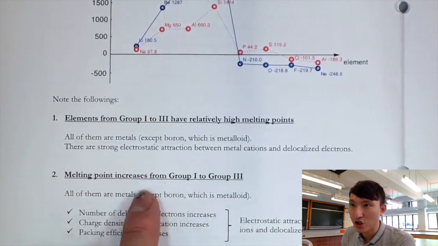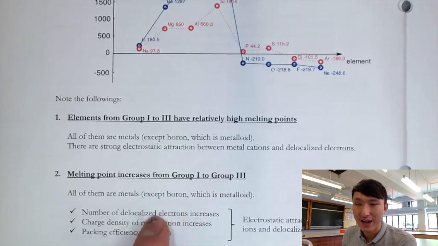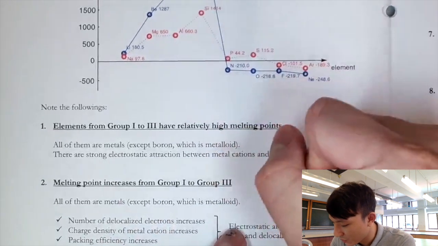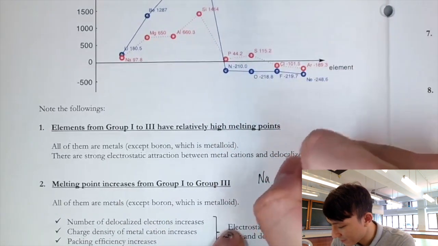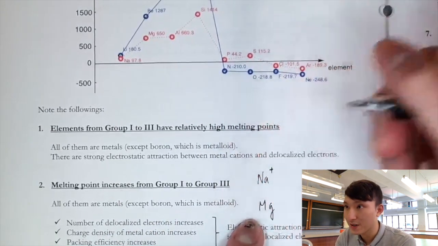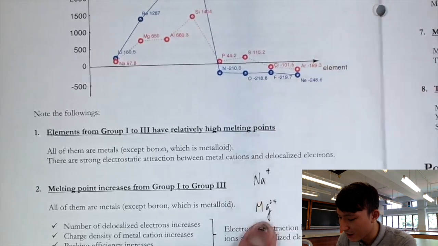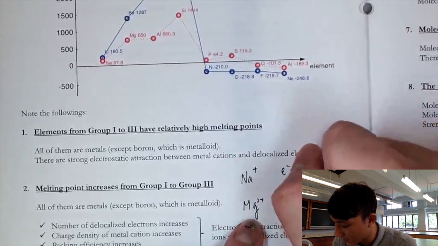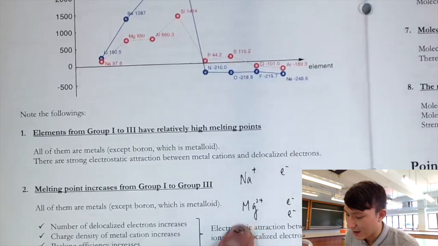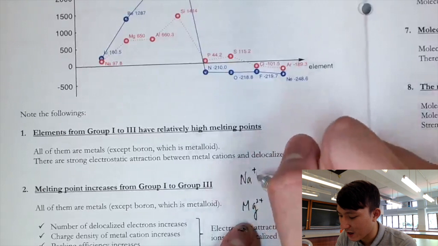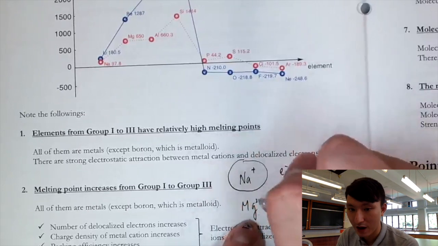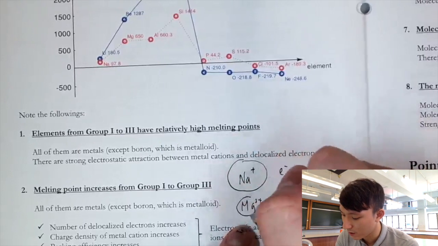The second one. First of all, they are all metals except boron, and you know that, I just use an example. If you compare sodium and magnesium, sodium is going to be 1 plus, and magnesium is going to be 2 plus, right? There should be one delocalized electron, whereas magnesium should have 2, right? And because sodium has a lower charge, the size should be bigger.